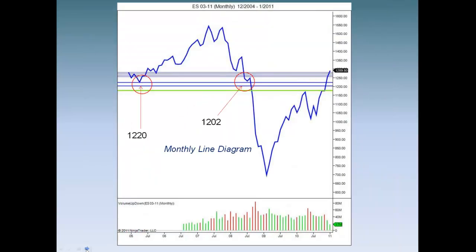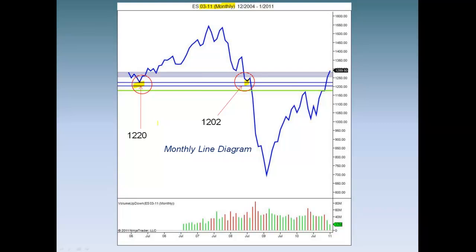All right, now I've switched to an even higher time frame, and I'm looking at a monthly line diagram. And notice here something very interesting. On the monthly diagram, I come up with the same numbers that we had on our weekly line diagram, which indicates that this level really is going to be a significant support level. We see it on the weekly line diagram, and we also see it once again on the monthly line diagram.